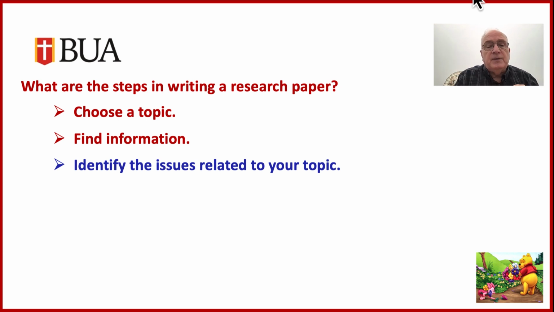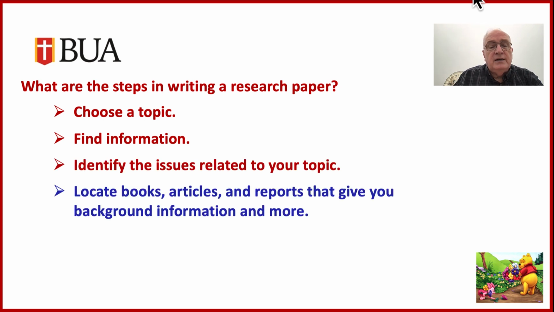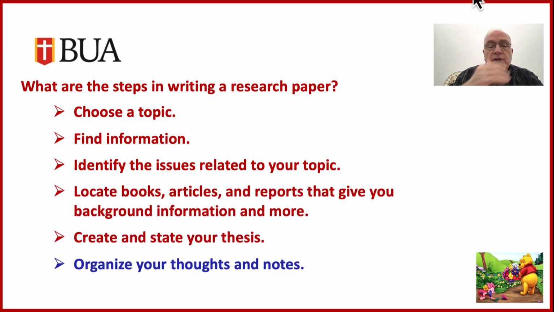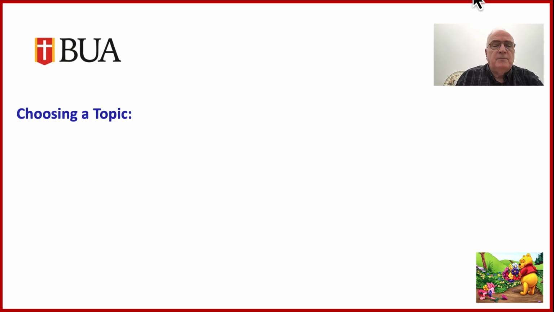So you choose a topic, you go out and you research the information, and then you're going to organize the information into subtopics. To find information, you're going to locate books, articles, and reports that give you background information and more. And then you're going to create and state your thesis and organize your thoughts and notes. The creating and stating your thesis is just talking about the purpose of your research paper. What are you trying to accomplish?